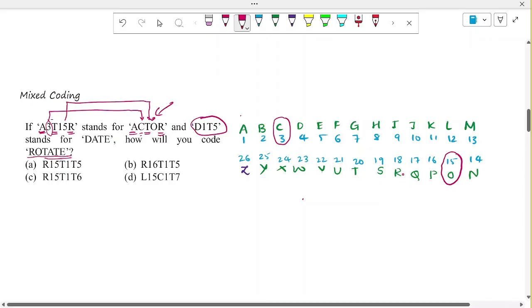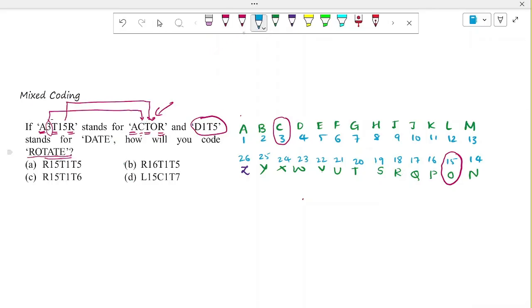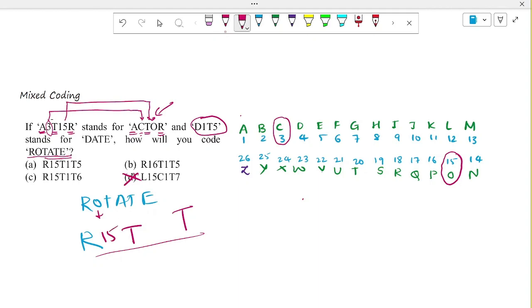Yeah, I have got option A as the answer. We'll see. ROTATE. The first one is going to be R, so this is eliminated, right? And then T, then again T. So after doing this much, we still have all the options. This O is 15, so this is eliminated, and this A is 1, and this E is 5. So this is eliminated. The answer is this, right?